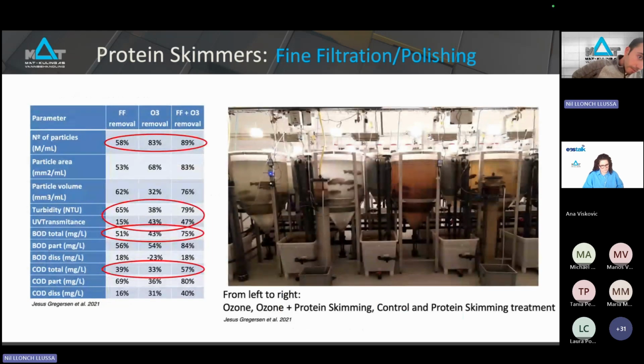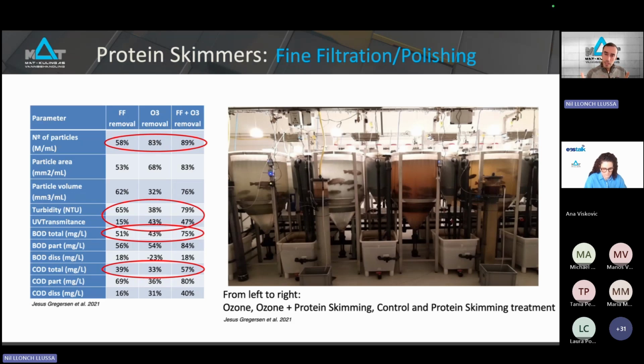Then here there is a lot of information, but I will mention it briefly, and I just want to focus basically on the picture on the right. This is another study from the Technical University of Denmark, also from Jesus. This is a very visual way to see the effect of using skimmers and skimmers plus ozone. It was a trial with rainbow trout in a recirculating system. From left to right, we've got ozone treatment, ozone plus protein skimming, control, the brown one, and the less brown one, which is only protein skimming.